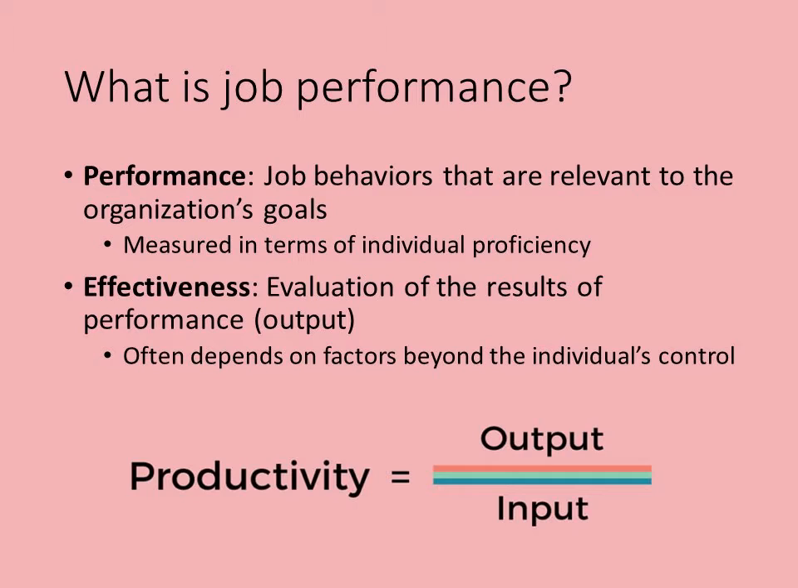High performers tend to use a specific set of behaviors, whereas low performers tend to use a different set of behaviors. IO psychologists try to figure out what those behaviors are so that they can be communicated to people to help them understand what is expected of them, but also so we can measure individuals' proficiency, the extent to which they perform all of the behaviors that are expected of them.